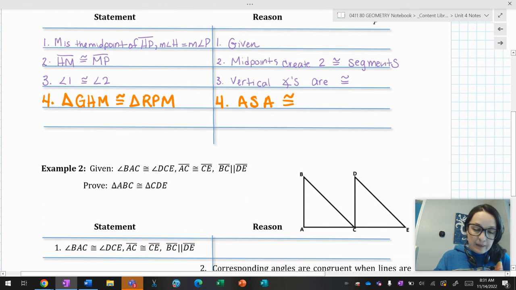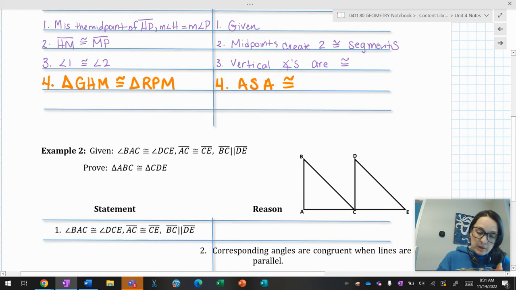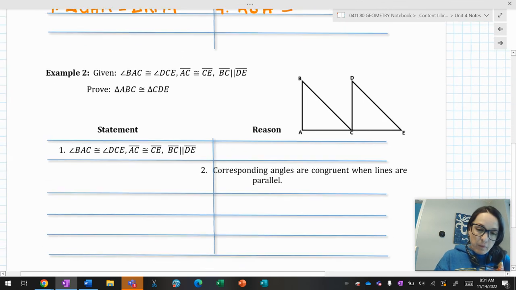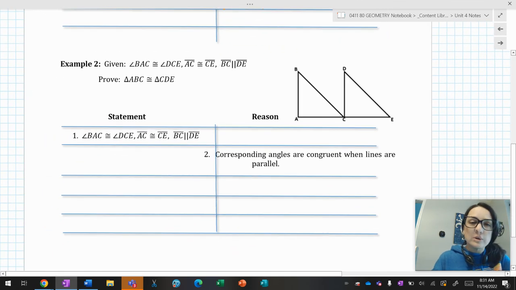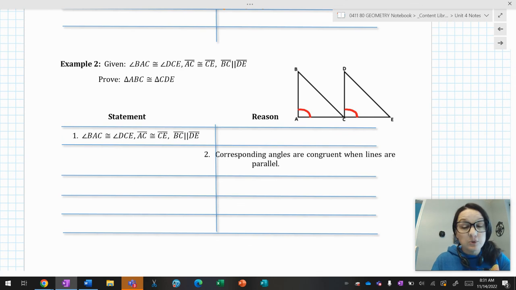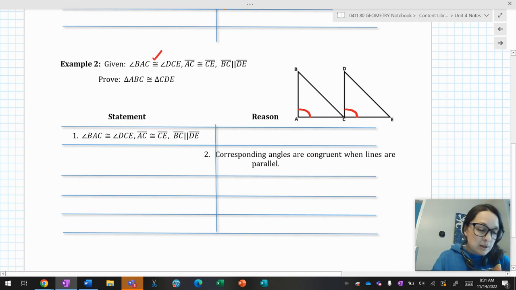All right, last one. So down here, we've given some extra information in the proof diagram. So let's see what's going on. It says given angle BAC, that's one there, and DCE are congruent. And you might be thinking, hey, maybe they're congruent because they're right angles. They didn't say they were right angles, so we can't assume that. All we know is that they're equal. All right, so BAC and DCE, those are congruent.